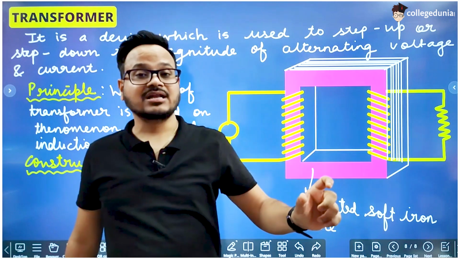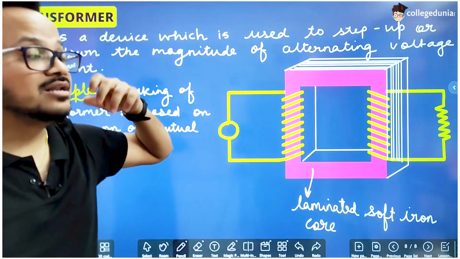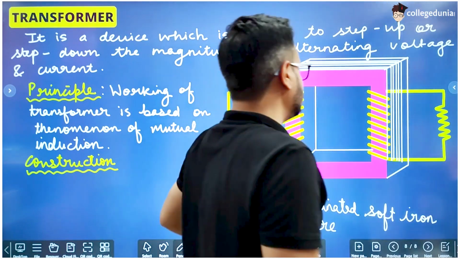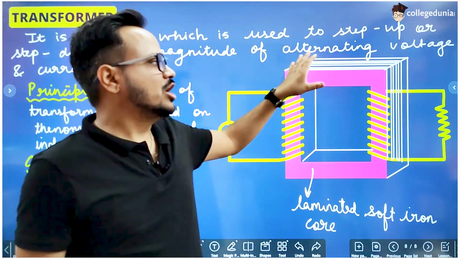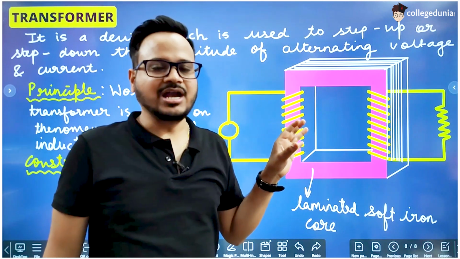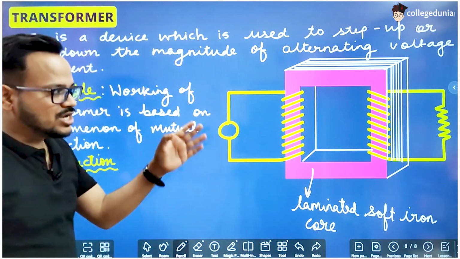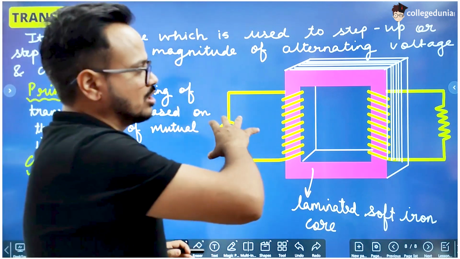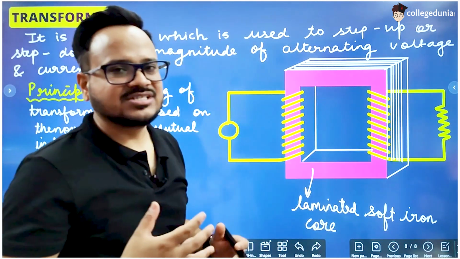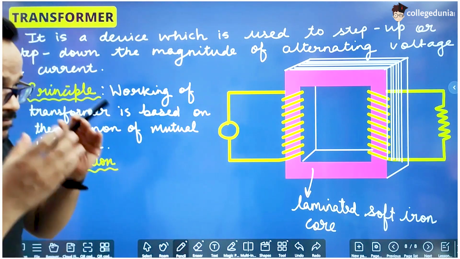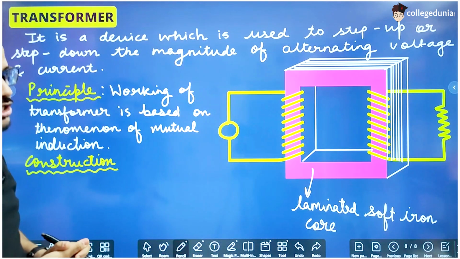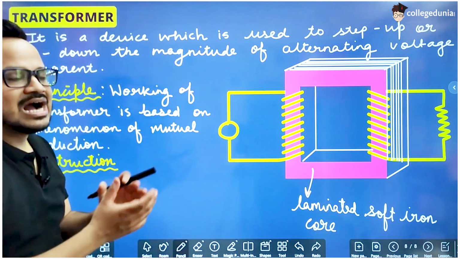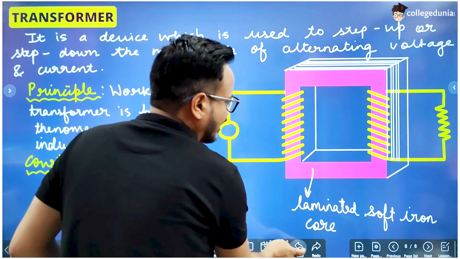If we would have taken a bulk piece of iron, then when the current in this coil changes with time, eddy currents induce in the bulk piece, and due to the formation of those eddy currents, too much heat will produce in this iron core, which is simply a loss of energy. So to reduce that loss of energy due to eddy currents, we take a laminated core instead of taking a bulk piece of soft iron, right?